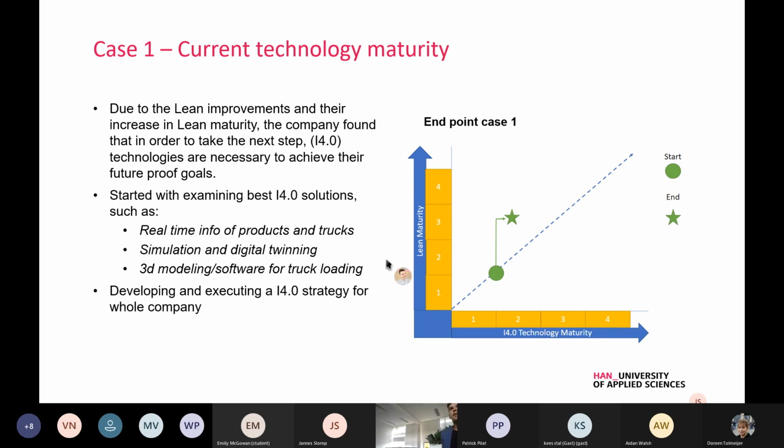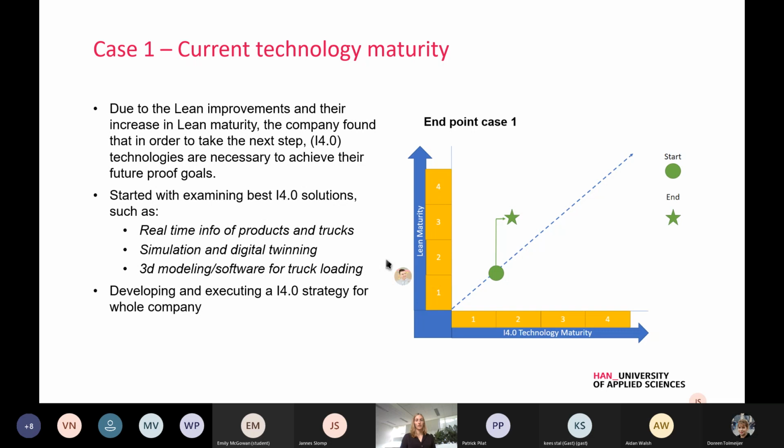You could elaborate. Yeah, I would like to say something about technology and maturity. As we have seen, they developed especially in becoming a lean organization, but they encountered problems that asked for a technology solution. That's why the arrow points to the right. They saw that they needed some technology to solve these problems, or to gain efficiency, or whatever.